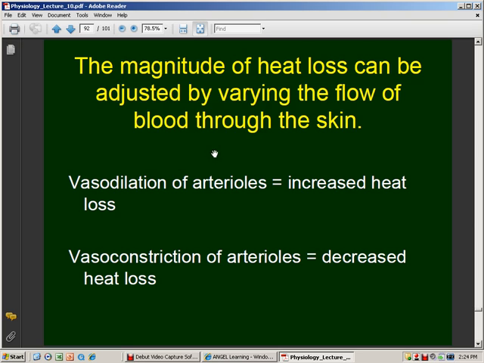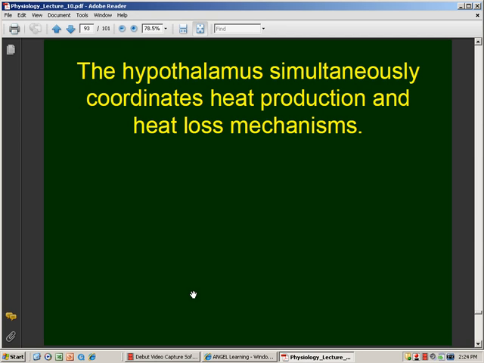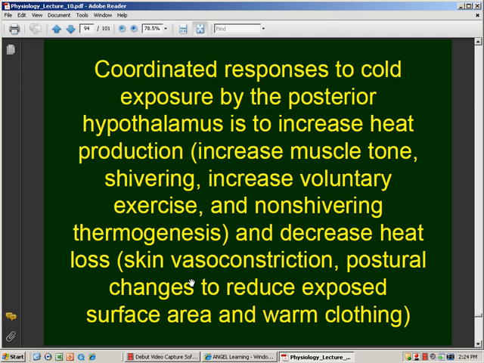So if you vasodilate the arterioles of the skin, you're trying to lose heat. So increase heat loss. If you're constricting them, you're trying to decrease the heat loss. And of course the hypothalamus again. This you might want to put a little star by.